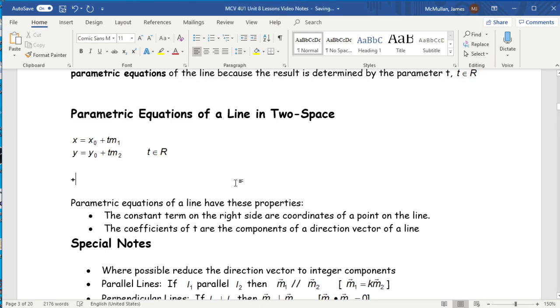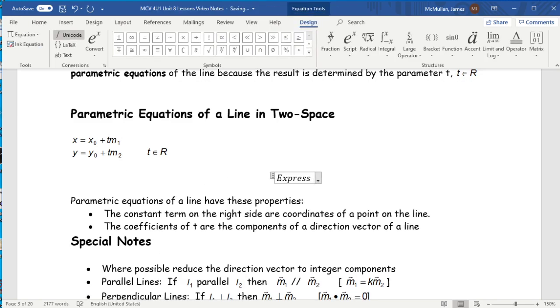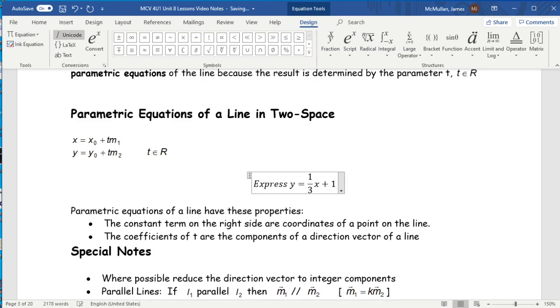Okay, so again, let's just take an easy example. Before we go any further, let's just say, express y equals 1/3 x plus 1 in vector form and in parametric form.